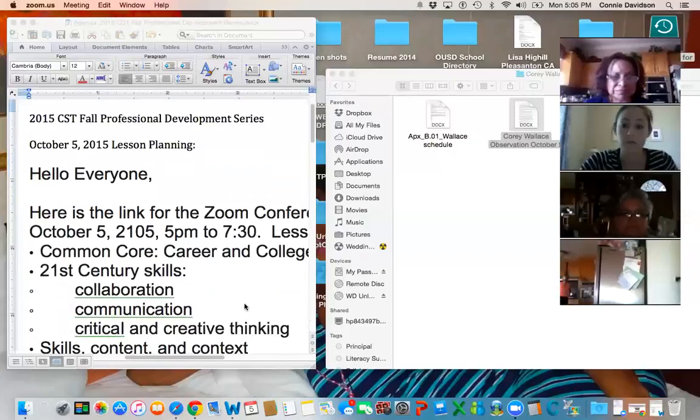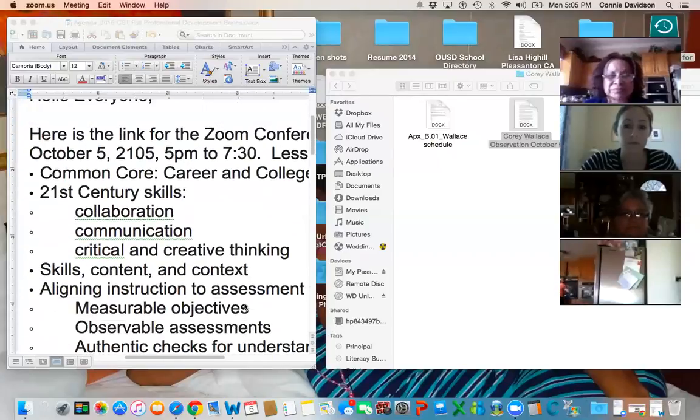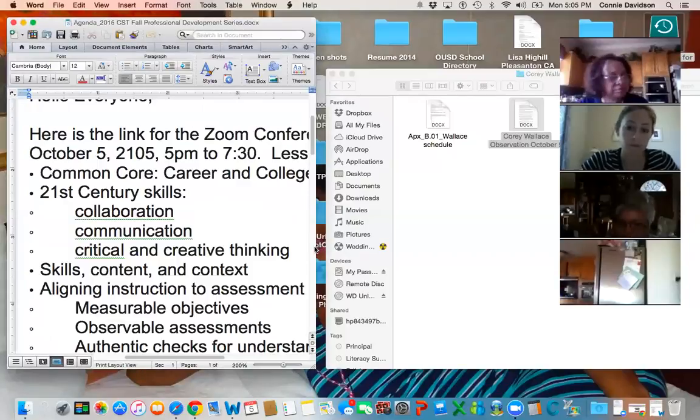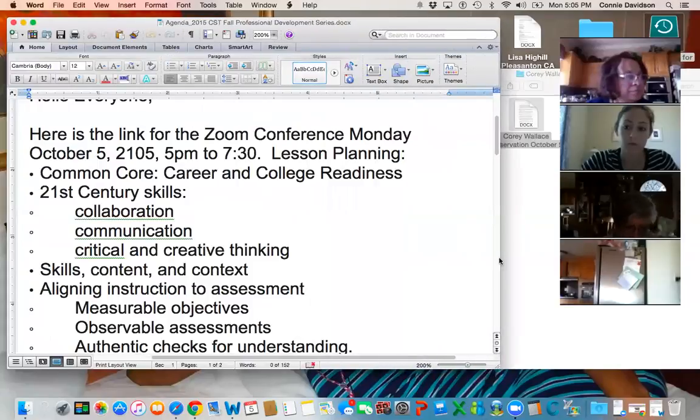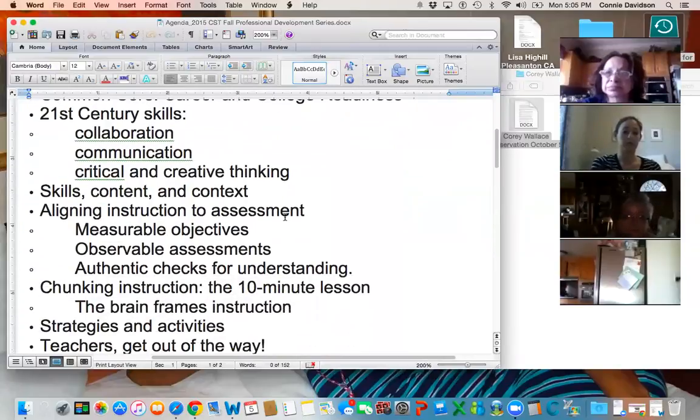Okay, so this is the agenda for today. We've got 21st century, what is Common Core, what it does and doesn't do. And I'm not going to dwell on that too long, but it's really important for you to understand how Common Core fits into everything that you're going to be doing in the classroom. We're going to talk about the 21st century skills as they relate to Common Core. Then we're going to deconstruct a standard and reconstruct it as a measurable outcome.